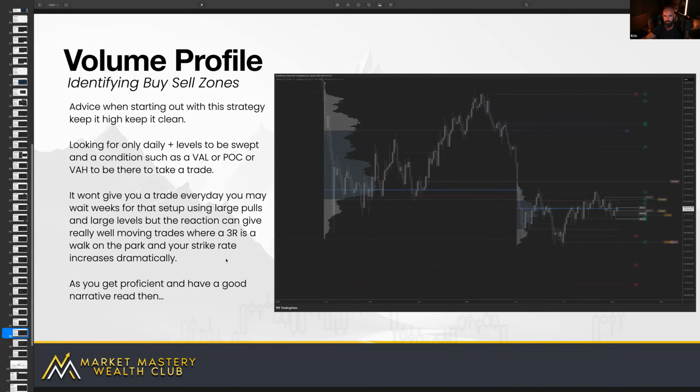And you can adjust your stop losses and take some profit off it and that sort of thing. Really, really easy, really slow moving. Not like the 5 minutes where you get in and half an hour later you're taken out and you've lost money. But yeah, get proficient and have a good narrative read as well.